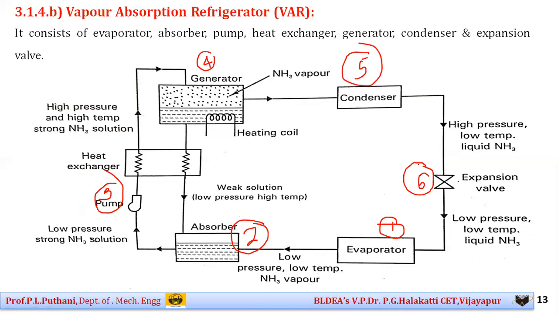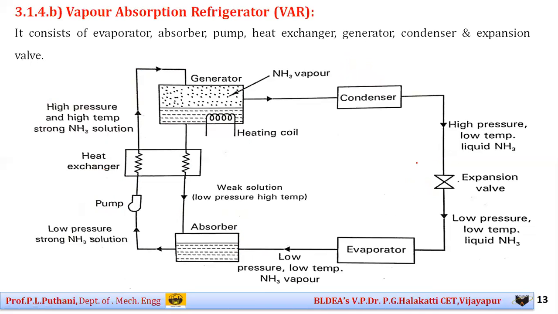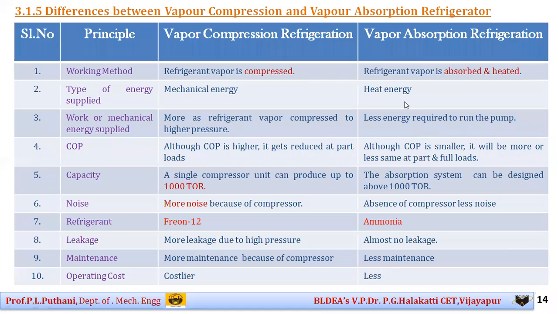Now let us study some of the comparisons or differences between VCR and VAR. As I said, students, the comparison is made upon 10 factors for a VCR and VAR. The first factor is the working method. In the VCR, the refrigerant vapor is compressed to high pressure, whereas in the VAR cycle, it is heated and absorbed. It is first absorbed in the absorber and then heated in the generator, where the vapors are sent to the condenser.